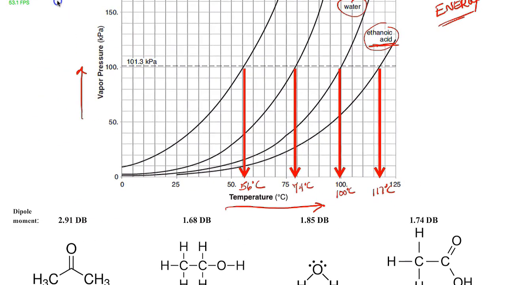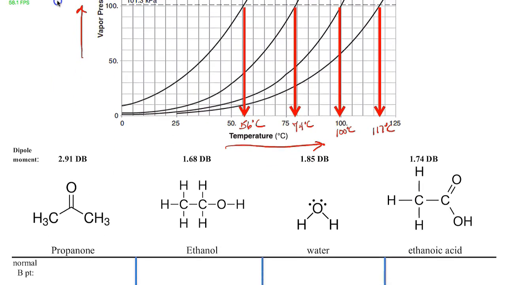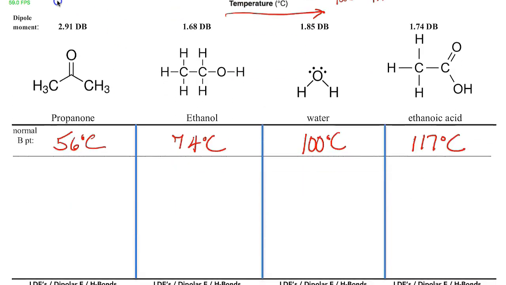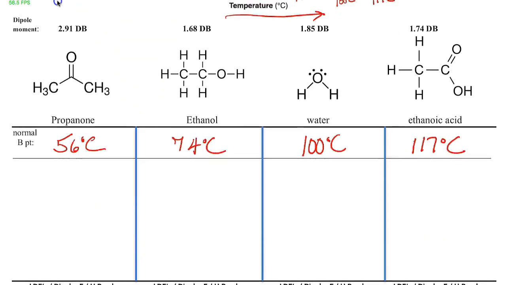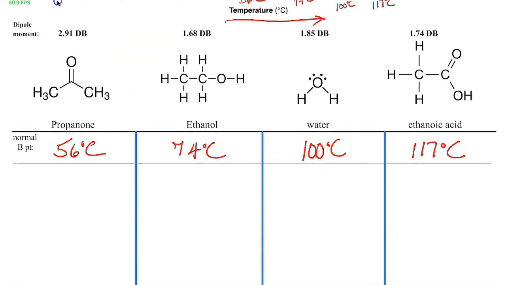All right, normal boiling points. Let's write them in. Propanone, 56 degrees Celsius. Ethanol, 75, well, I guess 74 degrees Celsius. Water is 100 degrees Celsius. And ethanoic acid is 117. These are normal boiling points. And these are the compounds that are in your table right there. So let's make some generalizations about their LDFs.